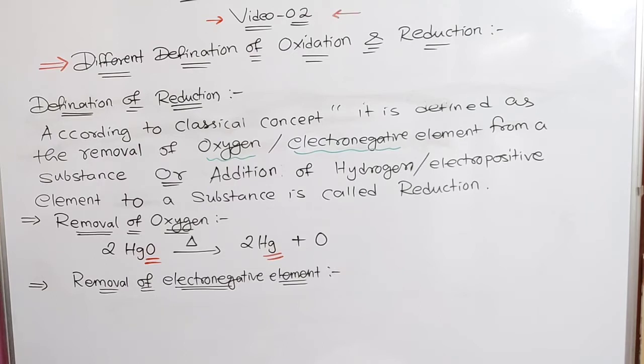Now, when we talk about electronegative element, removal of electronegative element, one example is there: 2FeCl3 plus hydrogen. When FeCl3 is treated with hydrogen, reduction is being done. What is removed is an electronegative element, this is chlorine. Chlorine is an electronegative element which is being removed from here, and on the next side you will see FeCl2 plus 2HCl.